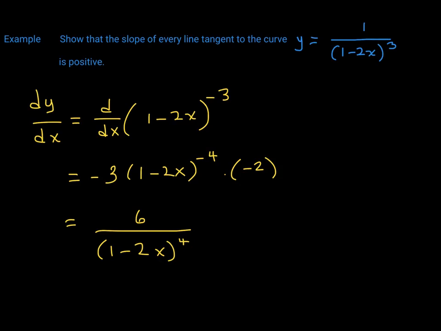Whatever point you plug in, at any point along the curve that you consider, this expression is positive because the numerator is fixed at a positive number. And the denominator, no matter what you plug in for x, when you raise it to the fourth power, you get something positive. So this quotient, which represents the derivative, which represents the slope of any tangent line to the curve, is a quotient of two positive numbers. So the derivative, which describes the slope of every line tangent to the curve, is positive.